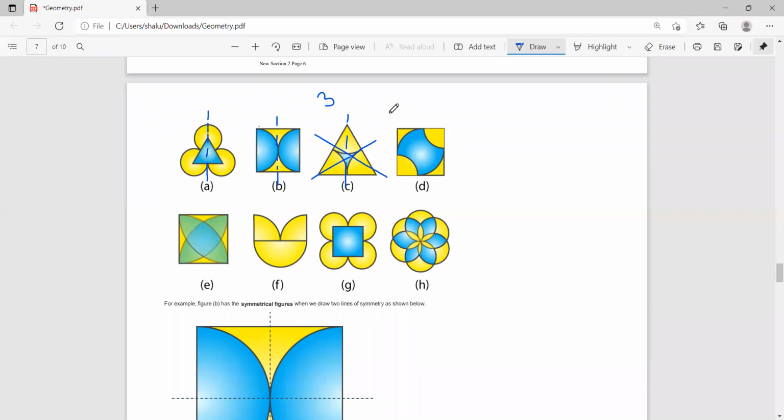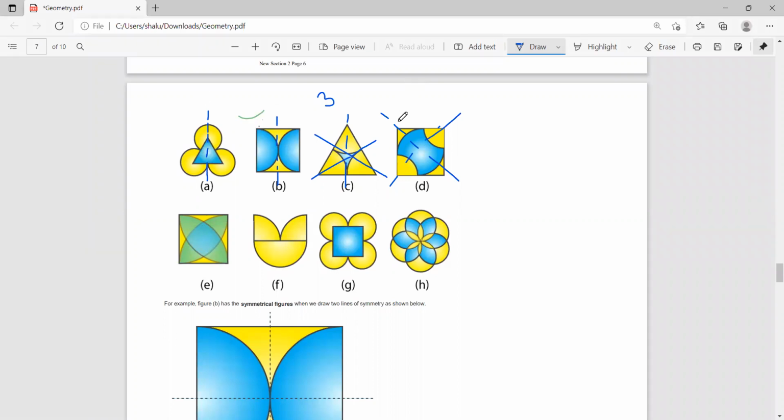Yes, ma'am. Similarly for this, we can make a line from here. Can make a line from here. So these 2 lines are making it symmetric. Okay. So it has 2 lines of symmetry. Okay, ma'am. Ma'am, for this also we can make one, no? For this one, no? Yeah, we can make one for this one.